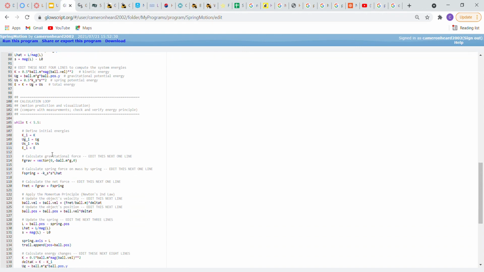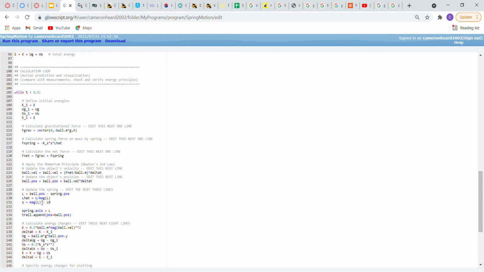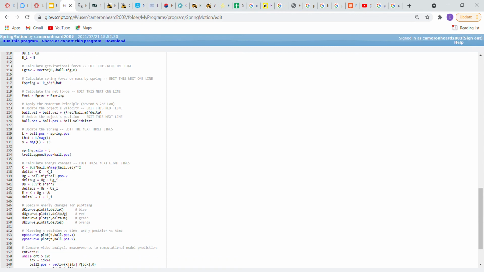I then loop through to find the gravitational force and spring force, and eventually get the net force, which I then use to update the velocity, position, and then the system energies to find the change in energy over time.